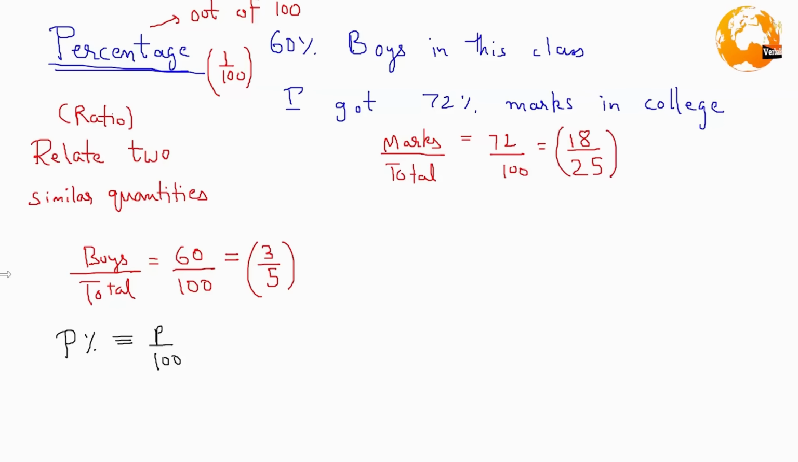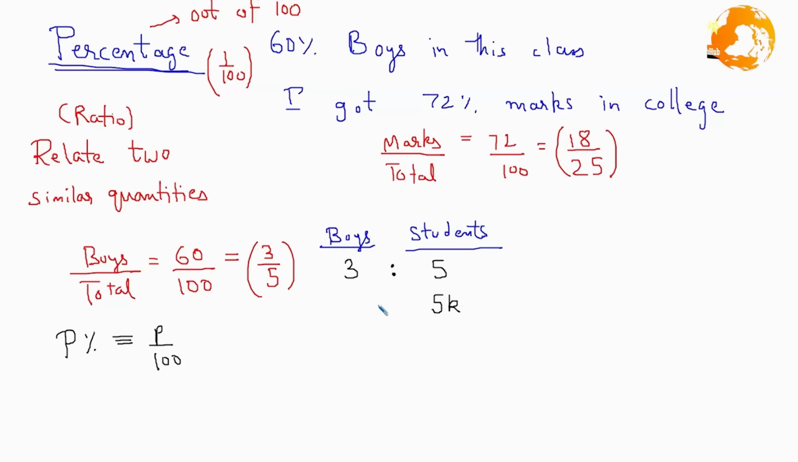I'm writing certain fractions. See, there are two quantities, in this case, boys and total students. I don't know how many boys are there and I don't know how many students are there, but they are related in the ratio of 3 is to 5 from this percentage. 3 ratio 5 is boys ratio students. If the number of students is 5k, then the number of boys is 3k, where k is any common multiplier.